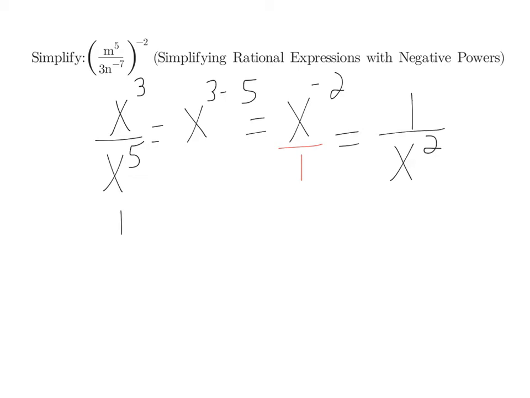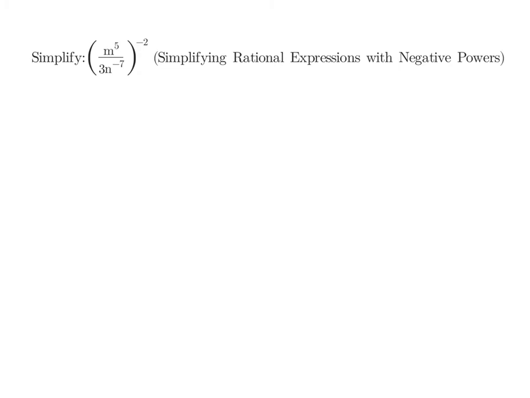Same idea, if I have 1 over y to the negative second, we're going to flip, and I get y to the second over 1, which is just y to the second. So let's go ahead and apply these rules to simplify our rational expression. The expression in our problem is m to the fifth over 3 times n to the negative 7, and the whole thing is raised to negative 2.